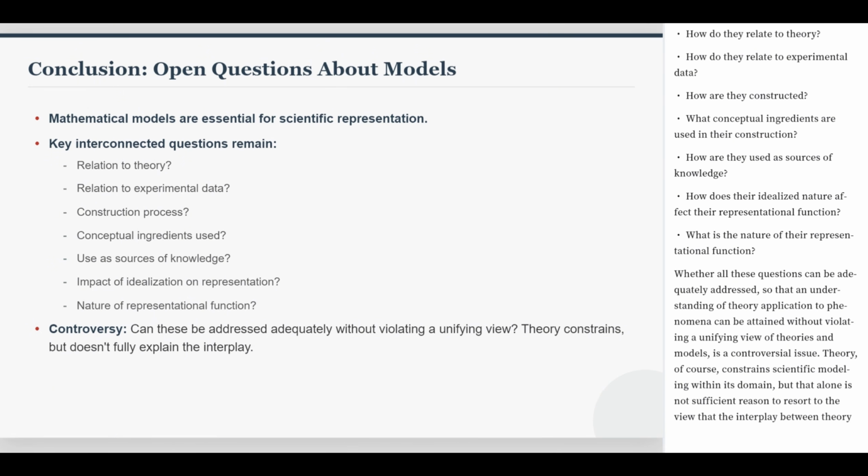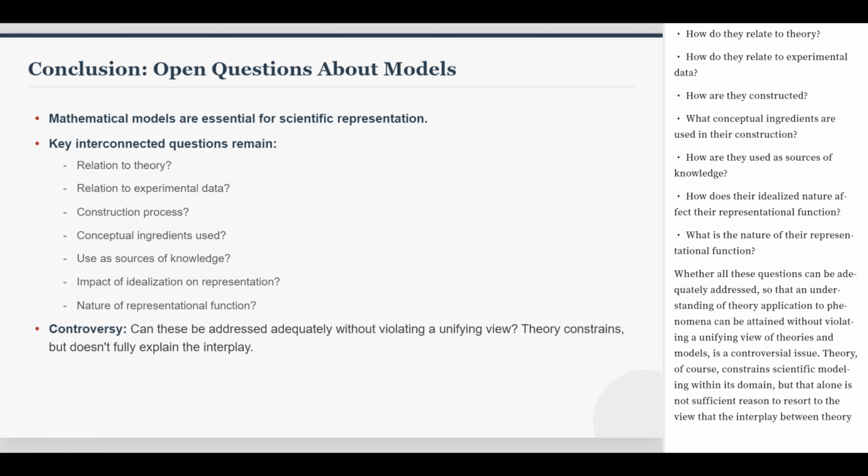Alright, let's wrap up this section on models. We've seen that mathematical models are absolutely central to how science represents the world. But figuring out exactly what they are and how they work involves tackling a whole web of interconnected questions. How do they relate to the grand theories? How do they connect to the raw data from experiments? How are they actually constructed in practice? What kinds of ideas and ingredients go into building them? How do we use them to gain knowledge?